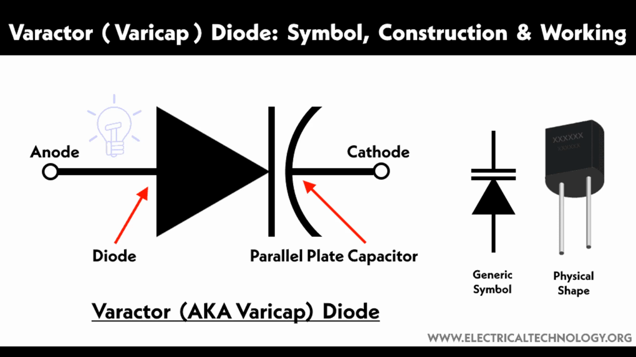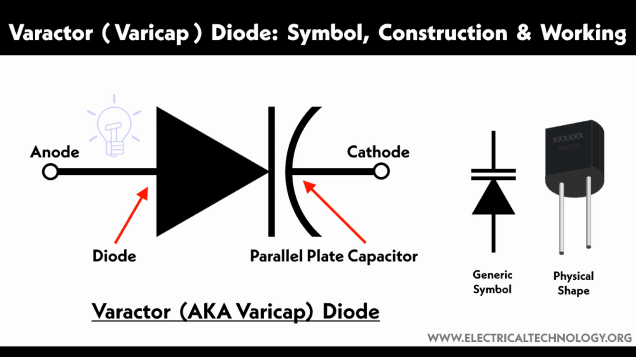The width of the depletion region determines the separation between the charged layers, which in turn affects the capacitance of the diode. A wider depletion region corresponds to a lower capacitance, and a narrower depletion region corresponds to a higher capacitance. Voltage control: by varying the reverse bias voltage across the diode, the width of the depletion region and thus the capacitance can be changed. Higher reverse bias voltages lead to a narrower depletion region and higher capacitance, while lower voltages result in a wider depletion region and lower capacitance.